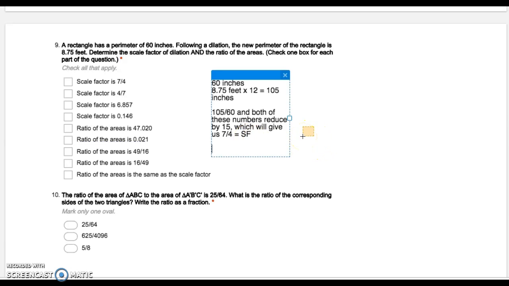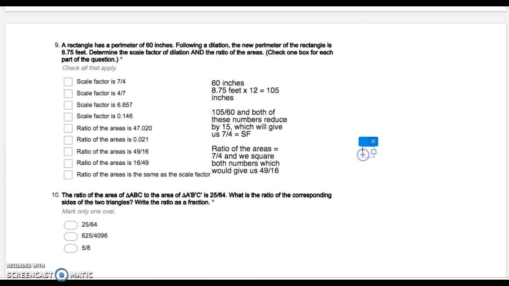Now, if you remember, to get the ratio of the areas, we just take our 7 over 4 and we square both numbers, which would give us 7 squared is 49, 4 squared is 16. So there is your two answers for that.